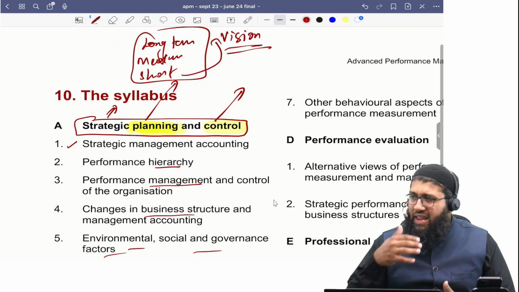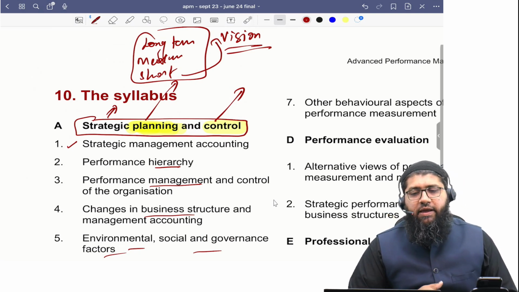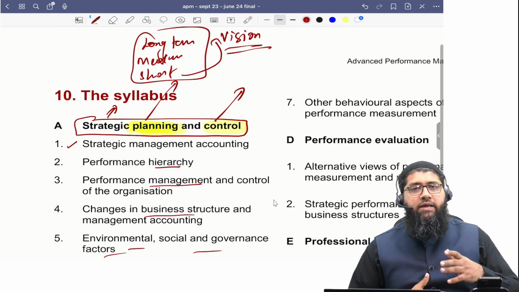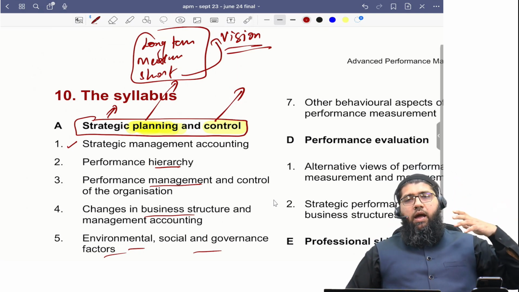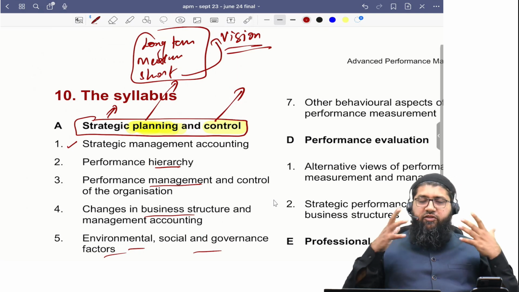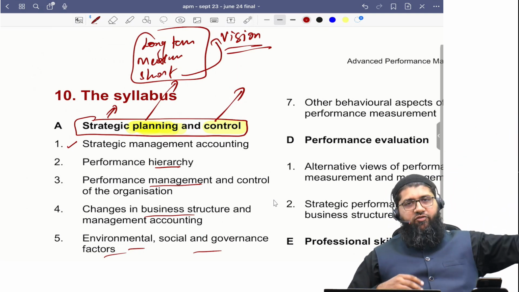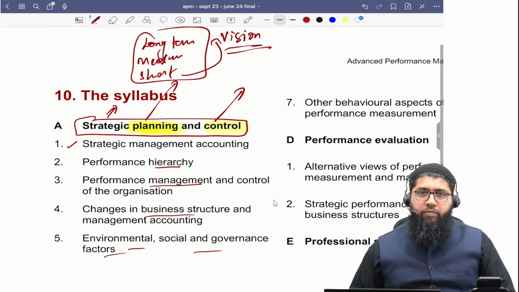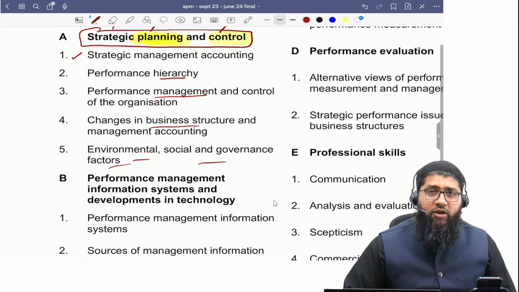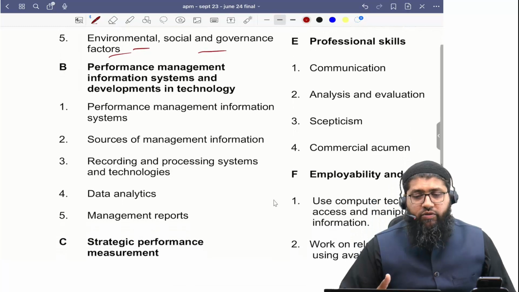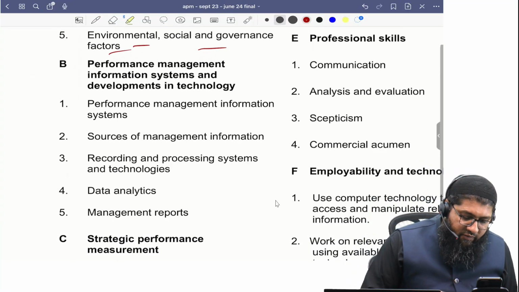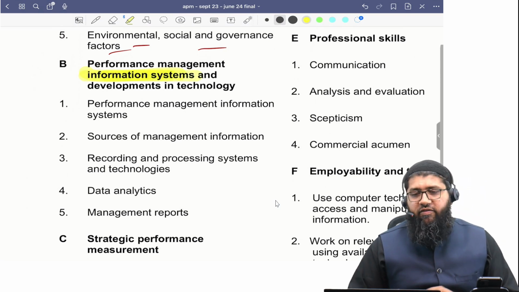So here we would be discussing how, as an entity, you plan and how you control your performance to make sure that you are able to reach your vision. And for any organization to be able to reach its vision and to ensure that it performs well, information systems are very important.